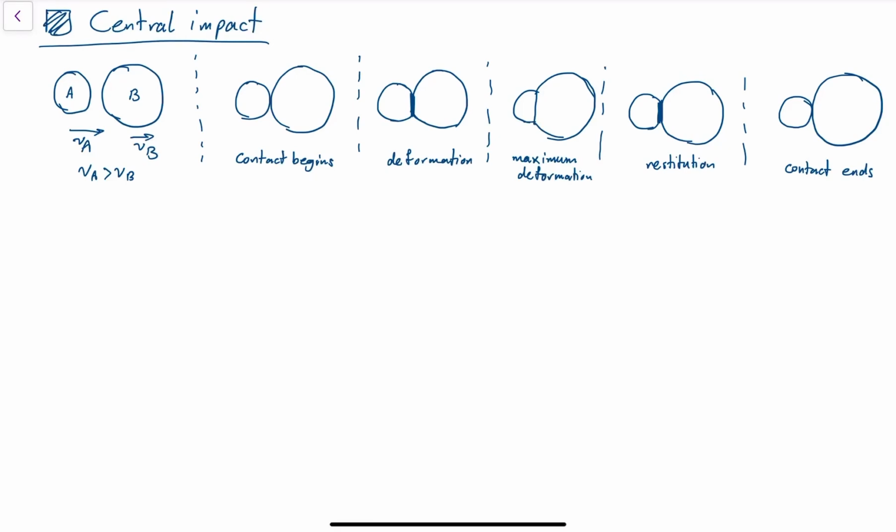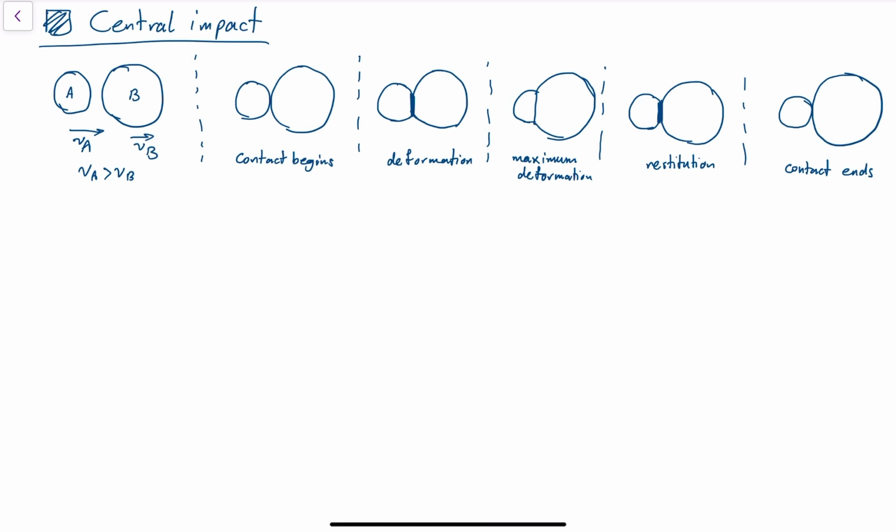Okay, hello, welcome back. So now we are going to study the easiest case of impact, and that is central impact. For simplicity, we always assume round spherical objects. They don't have to be, as long as the conditions of central impact are satisfied. But in this cartoonish example, let's assume everything is round.